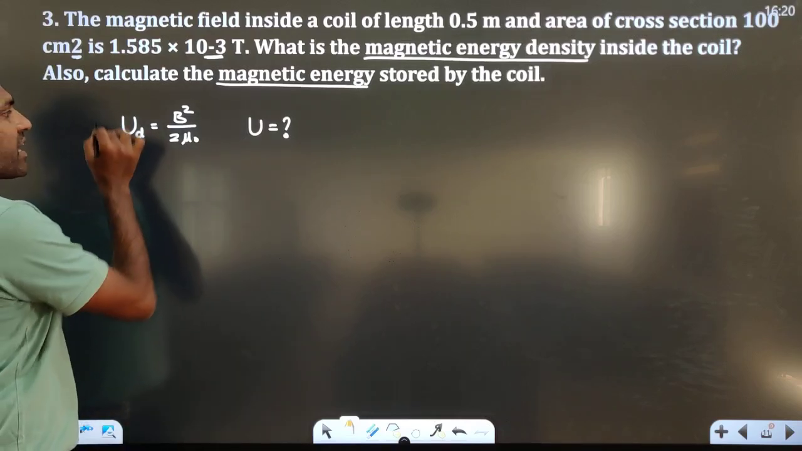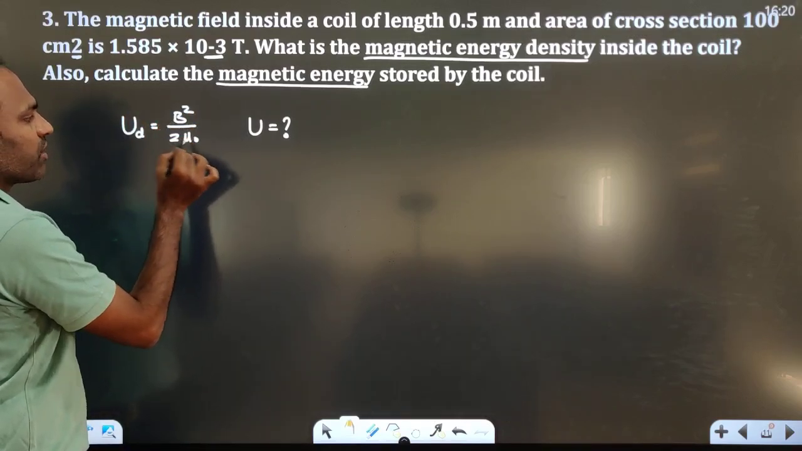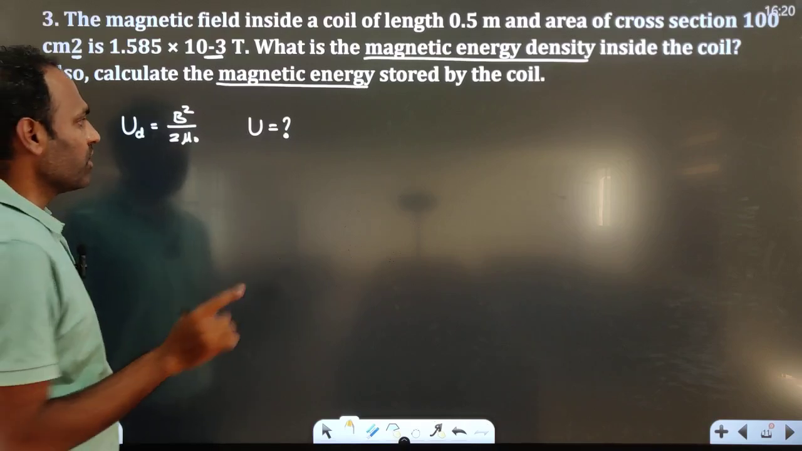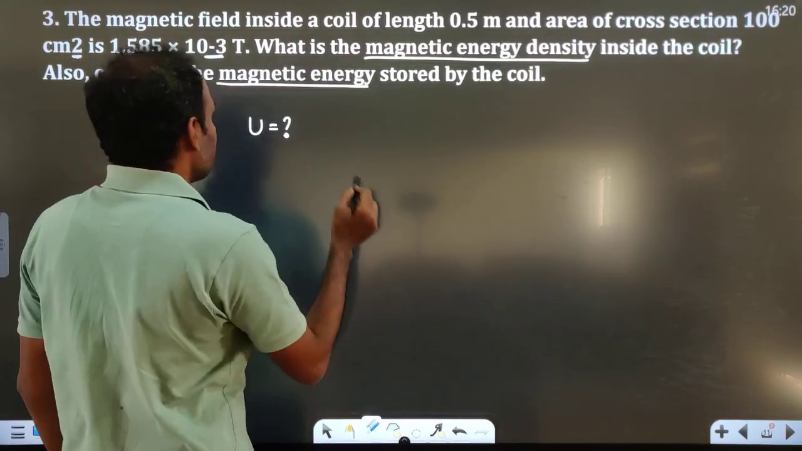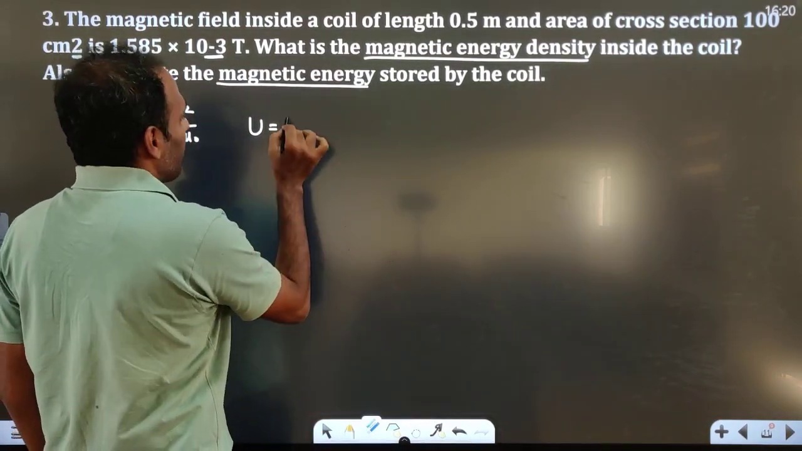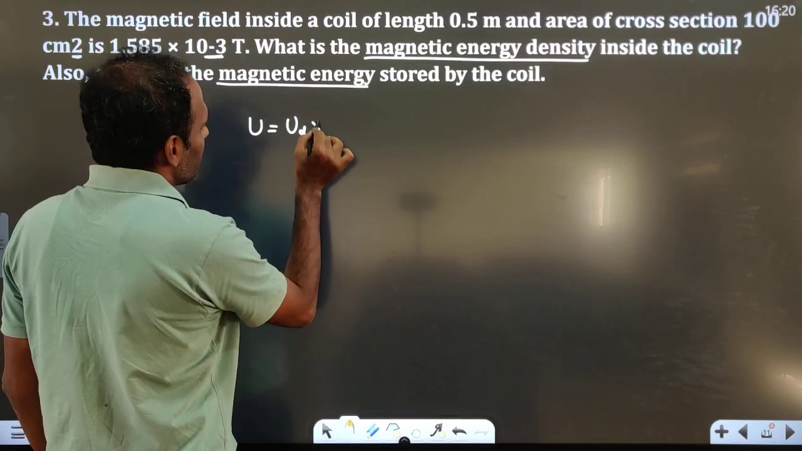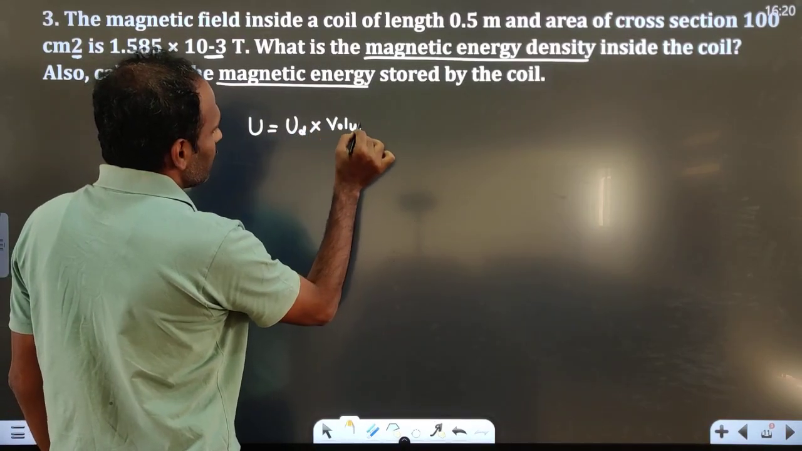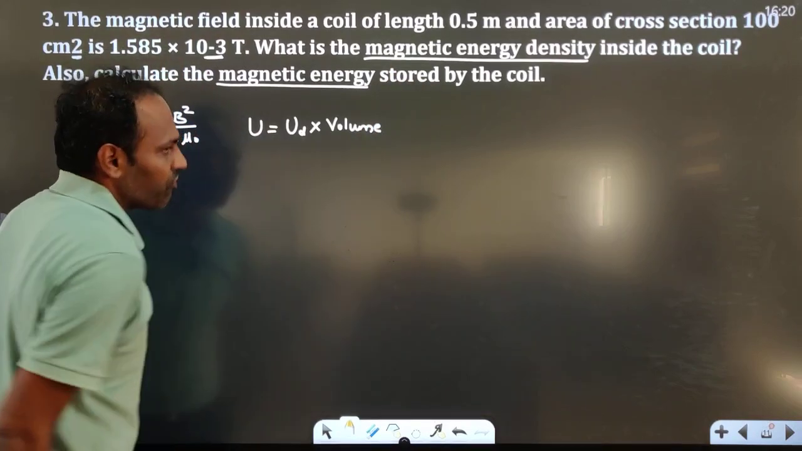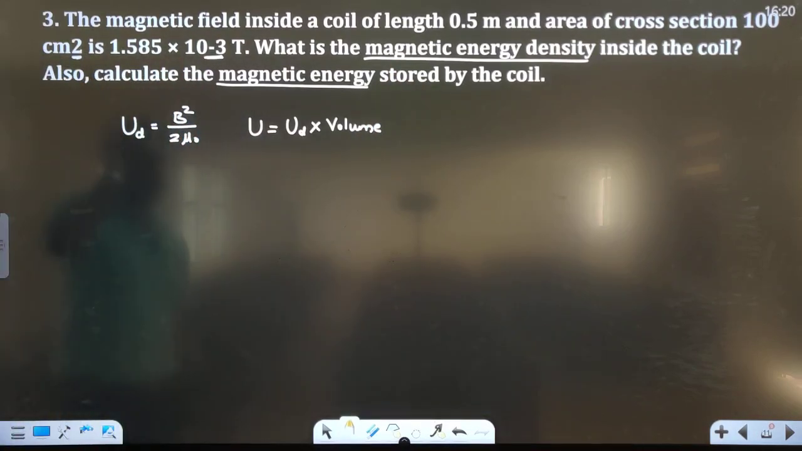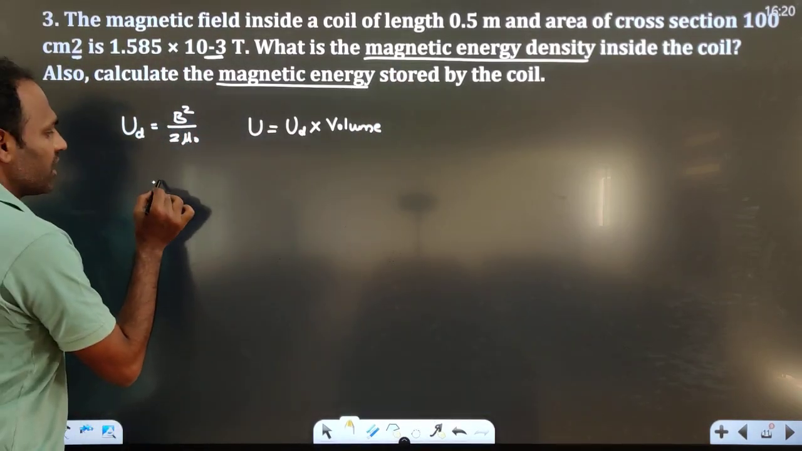See, magnetic energy density is given by B square by 2 mu naught, formula in NPTEL, and magnetic energy can be calculated by magnetic energy density into volume. So these are the formulas you have to use. This is the question from question bank released by the board, right? Okay, first let us calculate the energy density.